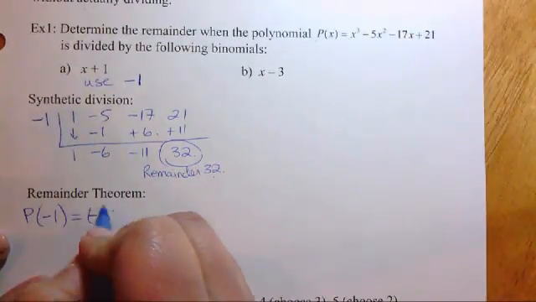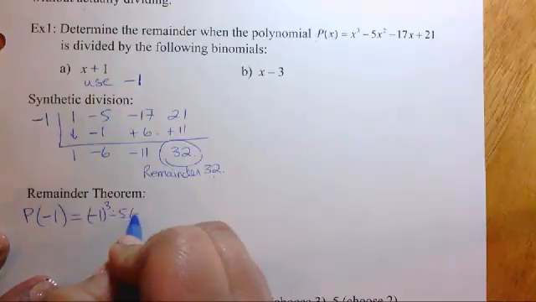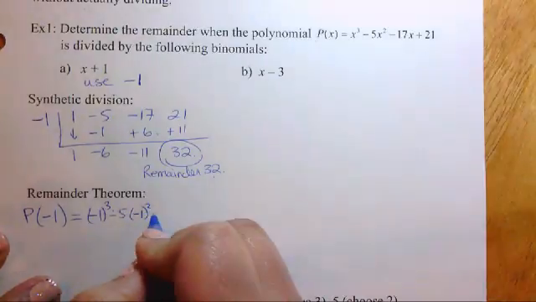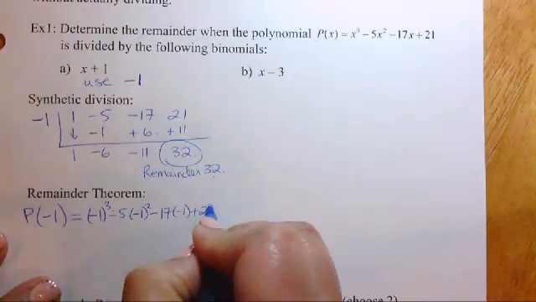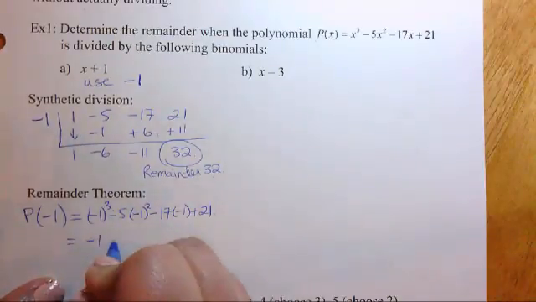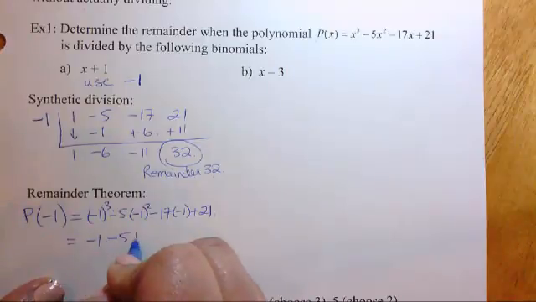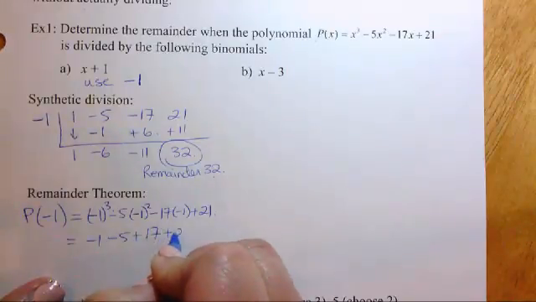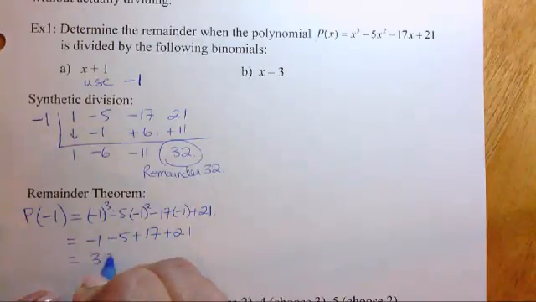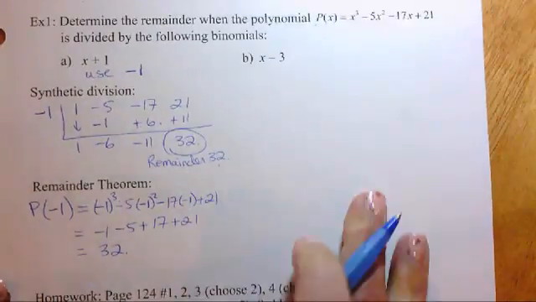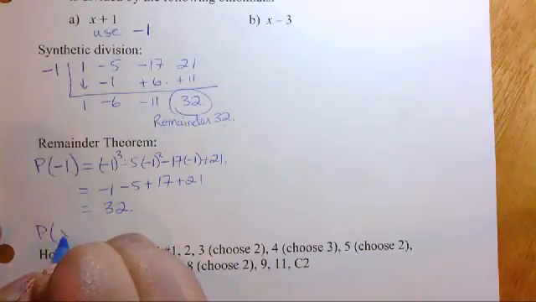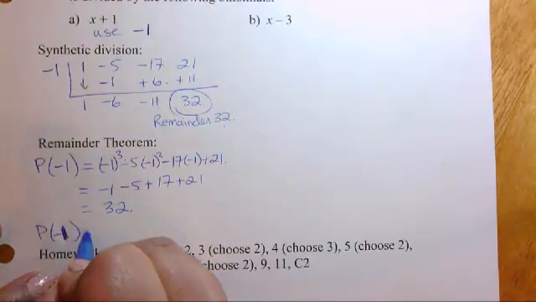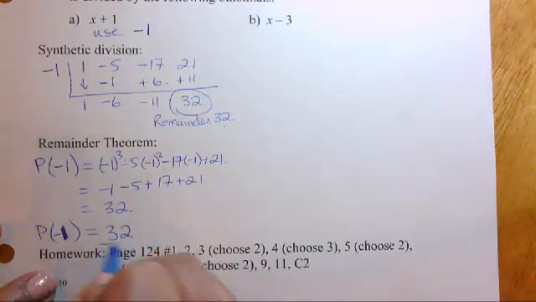And I've got -1 cubed minus 5 times -1 squared minus 17 times -1 plus 21. And if I go through the arithmetic, I can see that I end up getting 32. So this means that if I try dividing by x plus 1, here I'm trying to write a -1 over here, that I will have a remainder of 32.